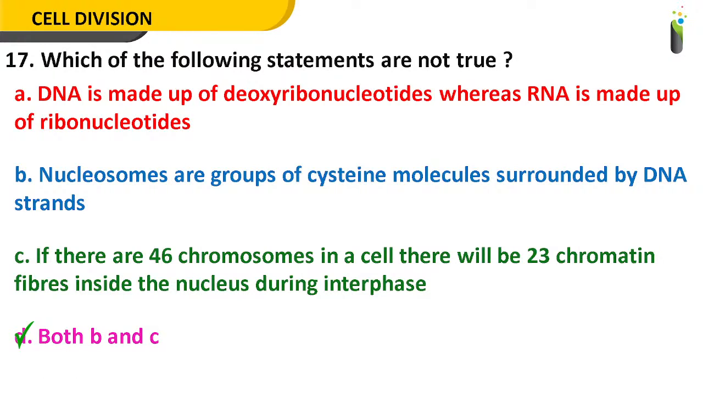Please understand, nucleosomes are not groups of cysteine molecules. They are groups of histone molecules and not cysteine molecules. So that's a wrong statement or not correct statement. And option C says if there are 46 chromosomes in a cell, there will be 23 chromatin fibers. That's wrong. There would be 46 chromatin fibers itself. So your answer is both B and C. They are not correct statements.